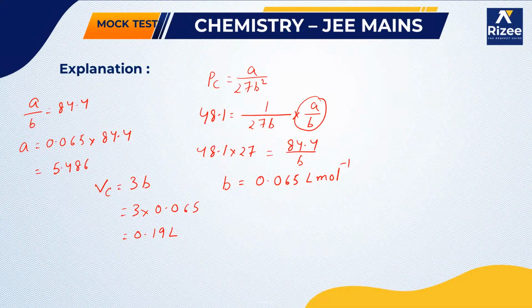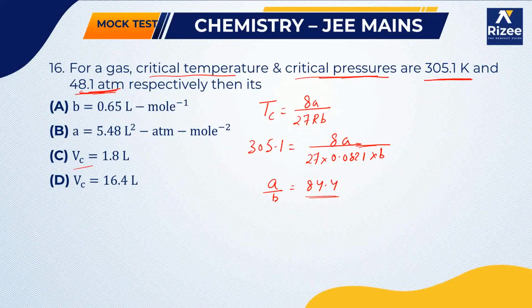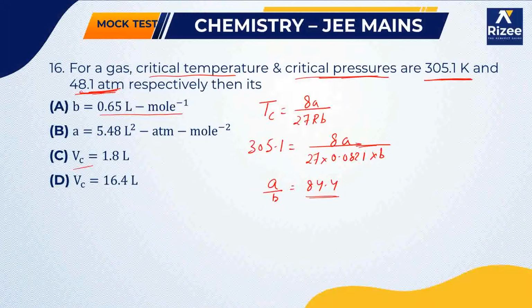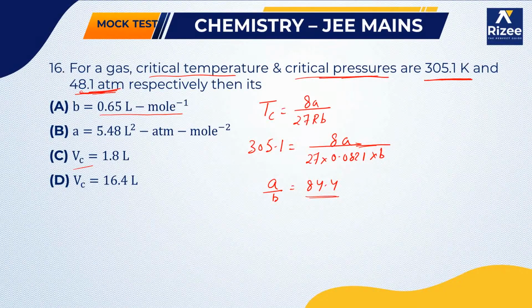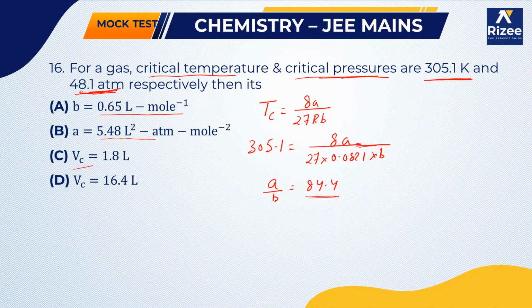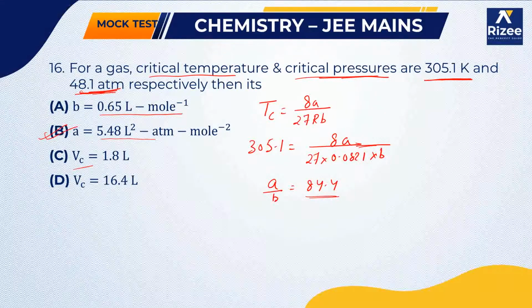Okay. So let us see the options. In the first option, b is equal to, he has given 0.65. But we found that b is equal to 0.065. So that is not our option. Next, option B has given a is equal to 5.48 liter square atmosphere mole inverse square. And we have found that yes, a is equal to 5.48. So option B is the right answer. And let's see the Vc that we have got.